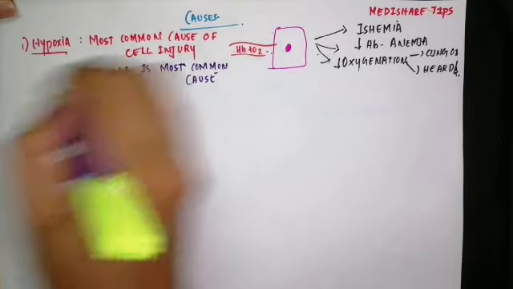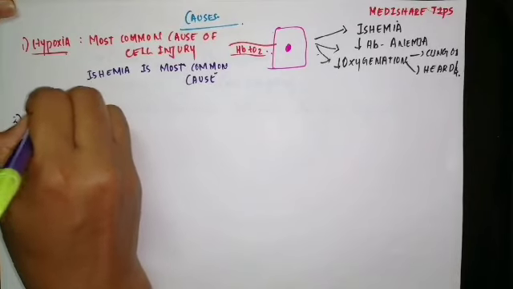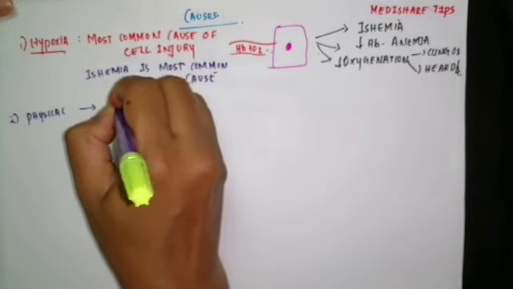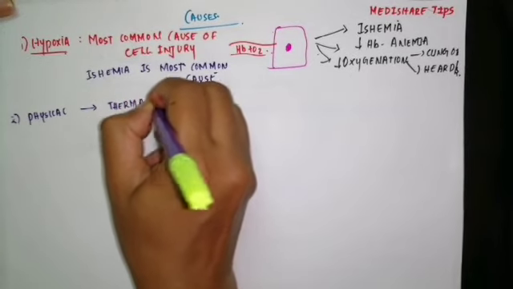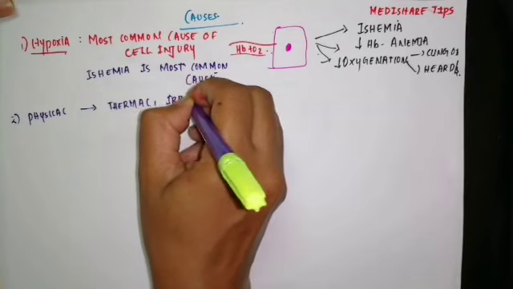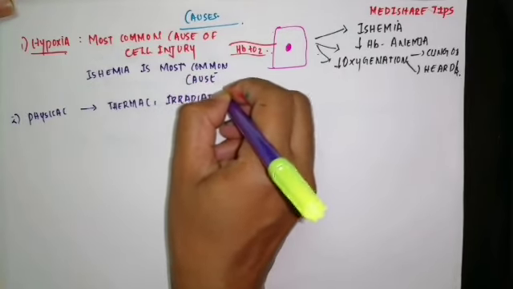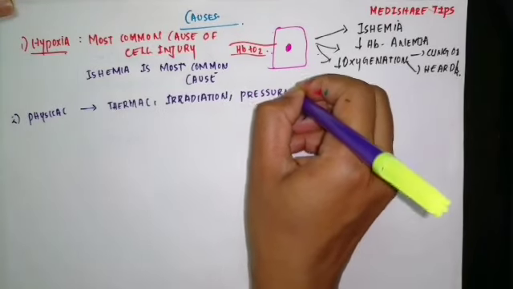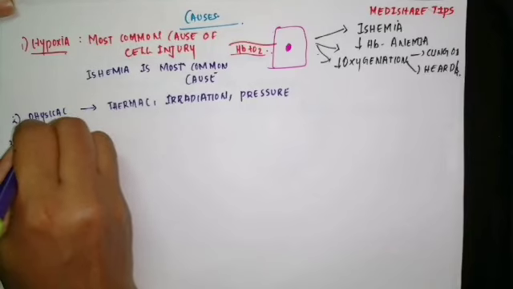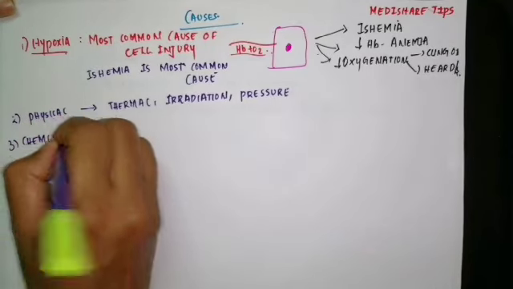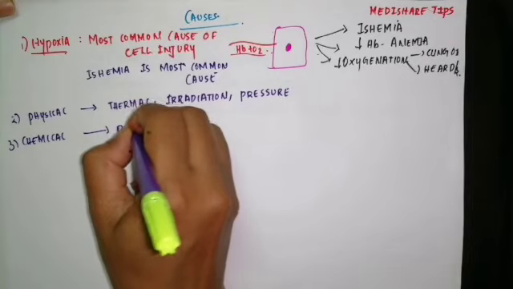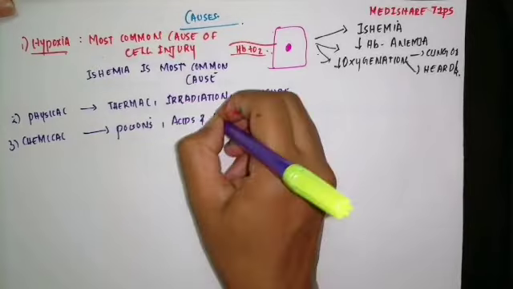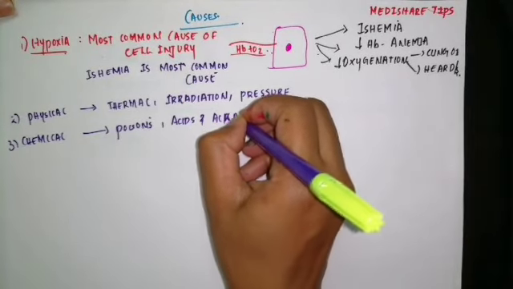So what are the other causes of cell injury? It can be due to some physical agents like thermal injury, burns, irradiation, pressure, frostbite, and it can be due to some chemical agents like poisons, acids and alkali, and some drugs also.